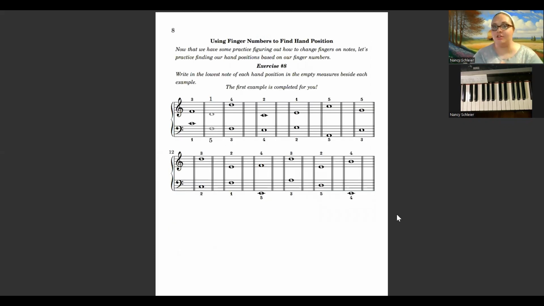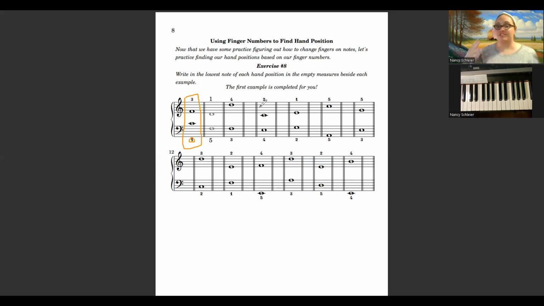Next, we're going to talk about how to use finger numbers to find hand position. So for example, this first example here, this is an F, because again, we're in the treble clef, and it's a space note. And remember, the spaces spell face. So F, and this is middle C, and that is our thumb. So what we're going to do is find what note is on there, and go down to our lowest finger. In the right hand, that is our thumb. In the left hand, that is our pinky. And we're going to find what that note would be to help us find what hand position we would be in for that note.